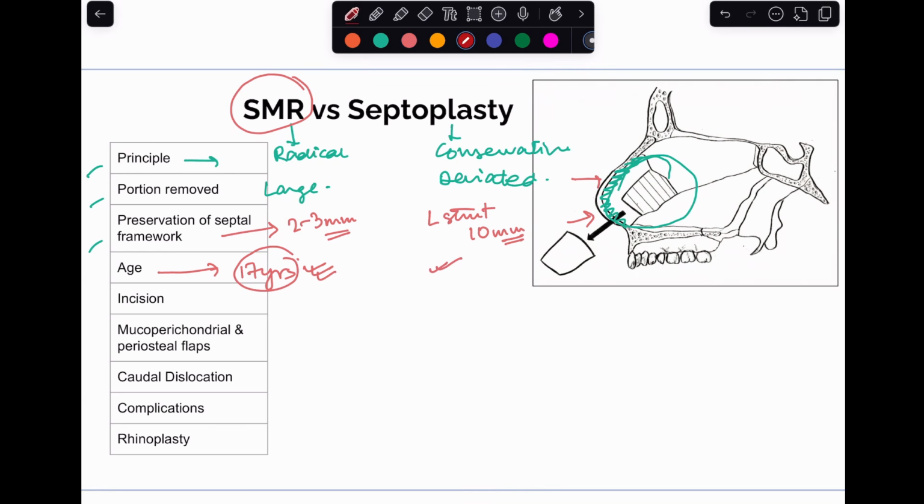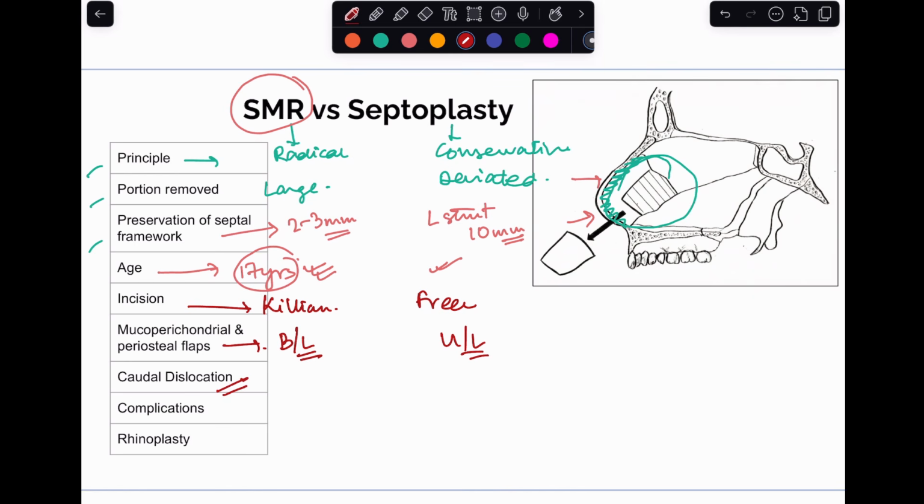Next is incision. As we said, SMR is done by the Killian's incision, whereas septoplasty is done by Freer's incision, also known as the hemitransfixion incision. Next is mucoperichondrial and mucoperiosteal flaps. We raise the flaps on both sides for SMR, whereas only on one side for septoplasty. I had mentioned this earlier.